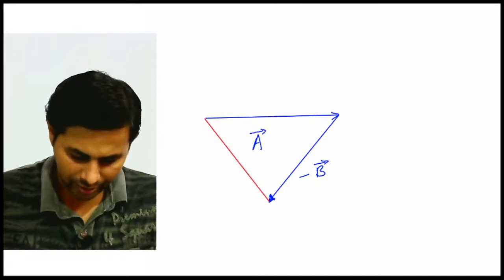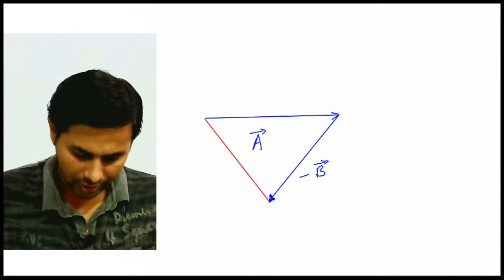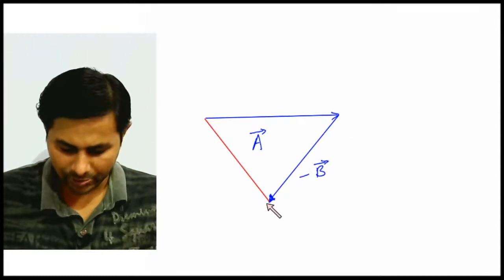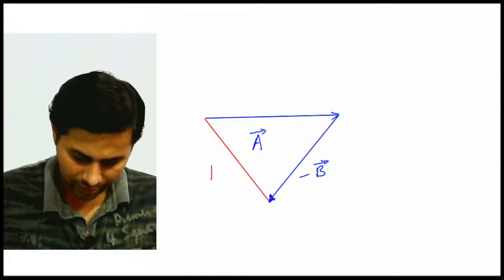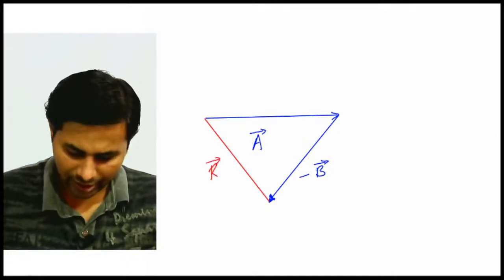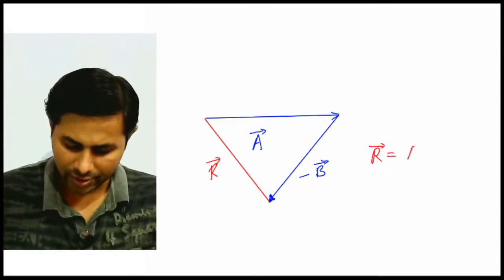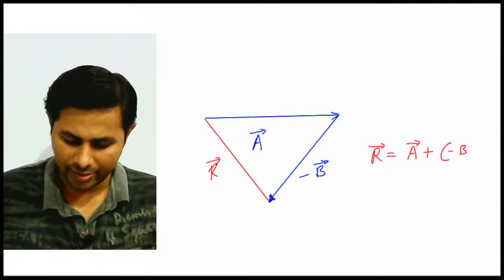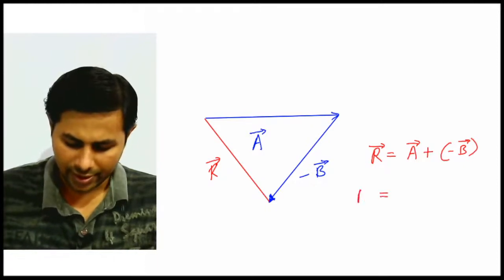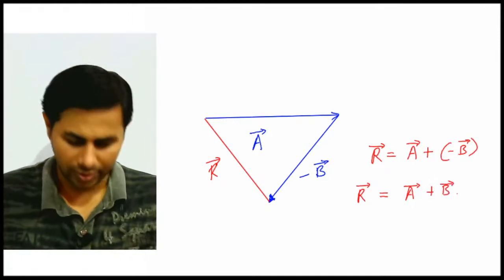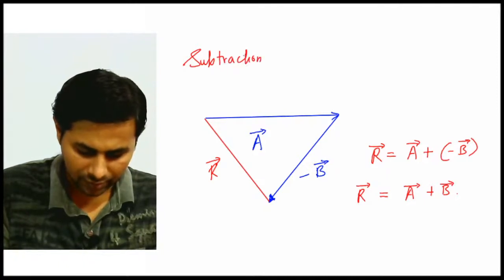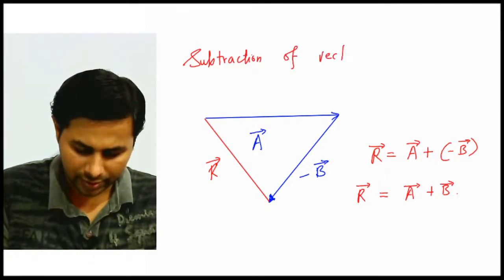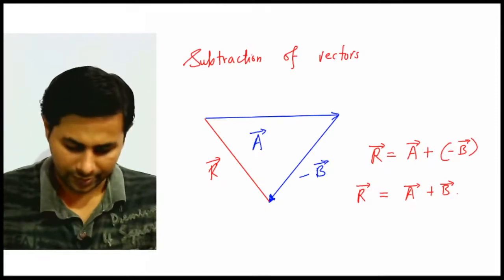A vector directed from start point of a bar to end point of minus b bar is suppose r bar. So this r bar is equal to a bar plus minus b bar, or we can just say r bar is equal to a bar minus b bar. Okay, so this is subtraction of vectors using triangle law.